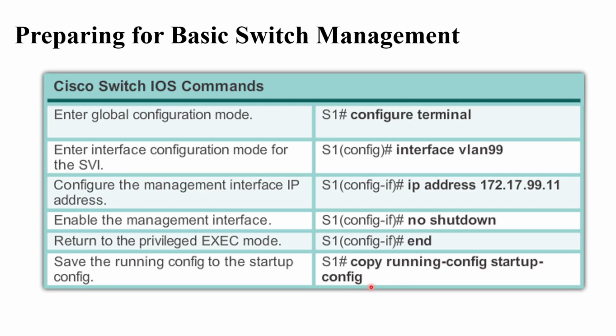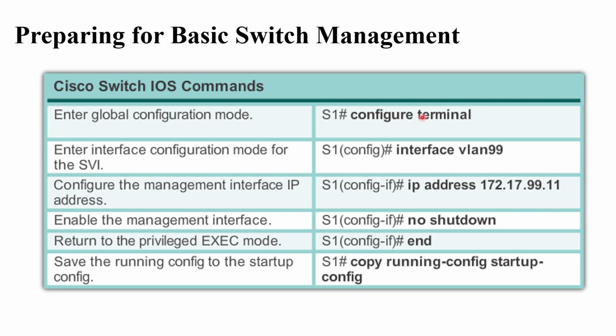Now you can see copy running-config startup-config. This command we already discussed in the routers. So what does that mean? This will save all your configuration, whatever configuration you have done, all the configurations will be saved to the startup configuration. So the commands are almost the same. What are the commands we discussed in the routers? Almost the same commands we are going to use here.